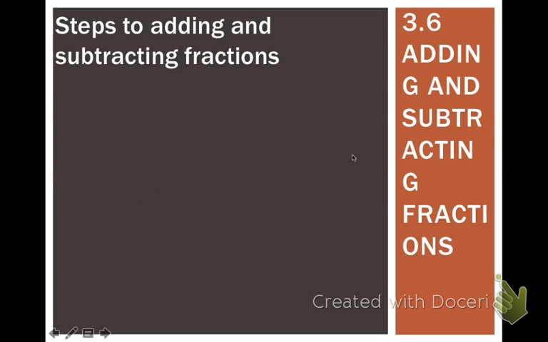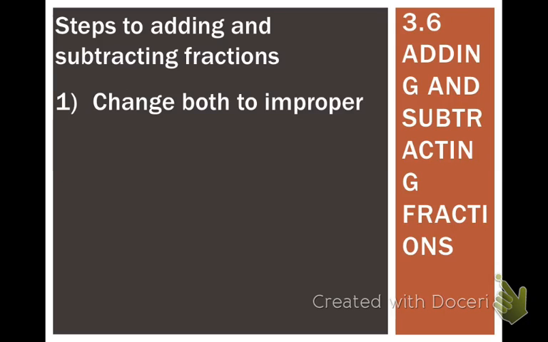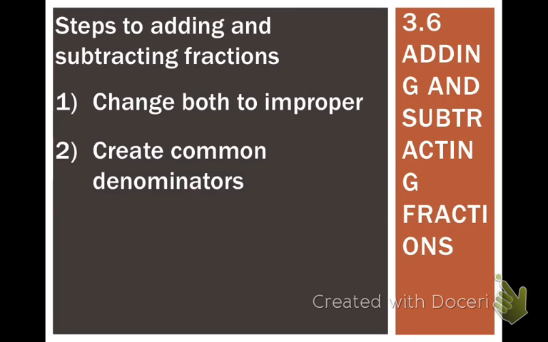Okay, so we have some steps to adding and subtracting fractions that we're going to put in our notes. The first step is always going to be changing them to improper fractions. So if they're mixed numbers, we just change them to improper. That's it. Second step is we have to create common denominators. We can't put things together unless they have common denominators.